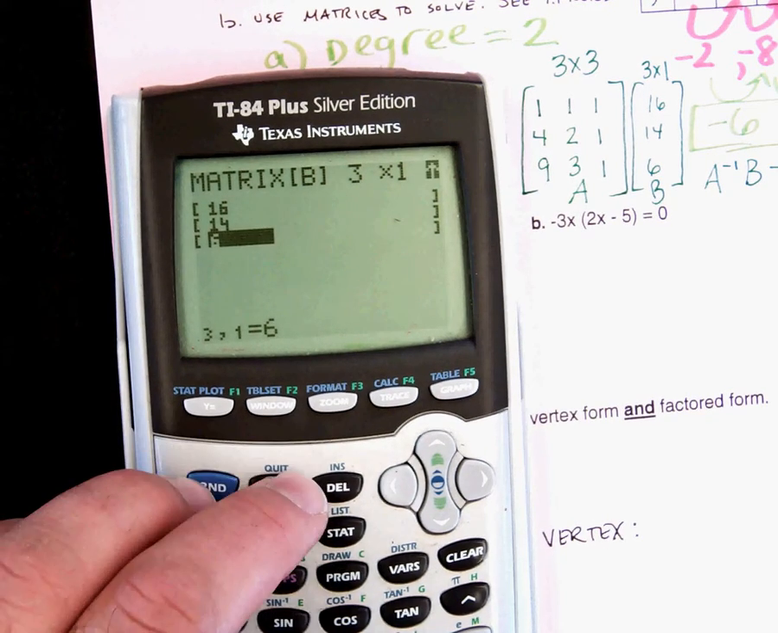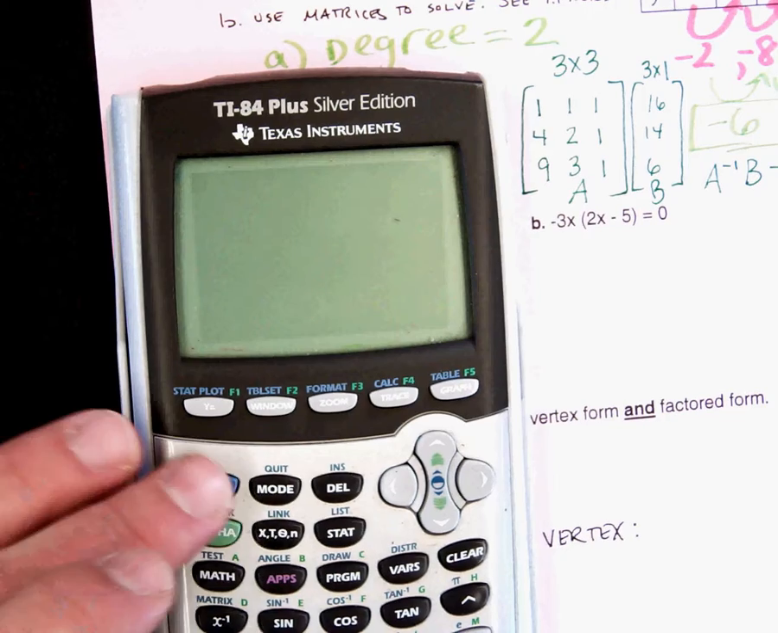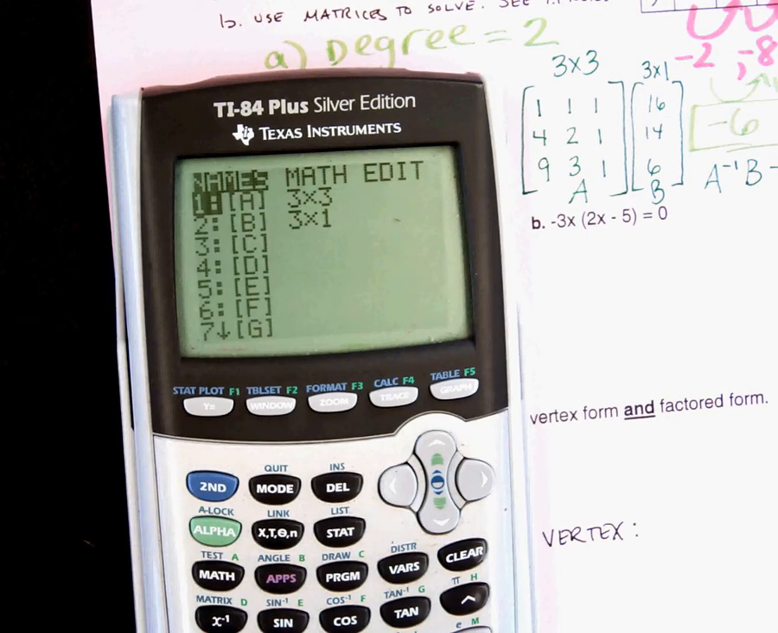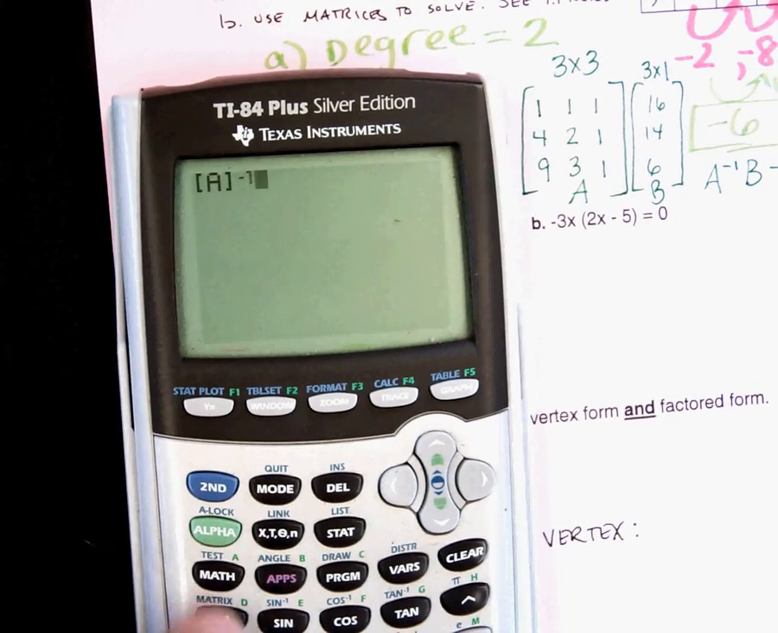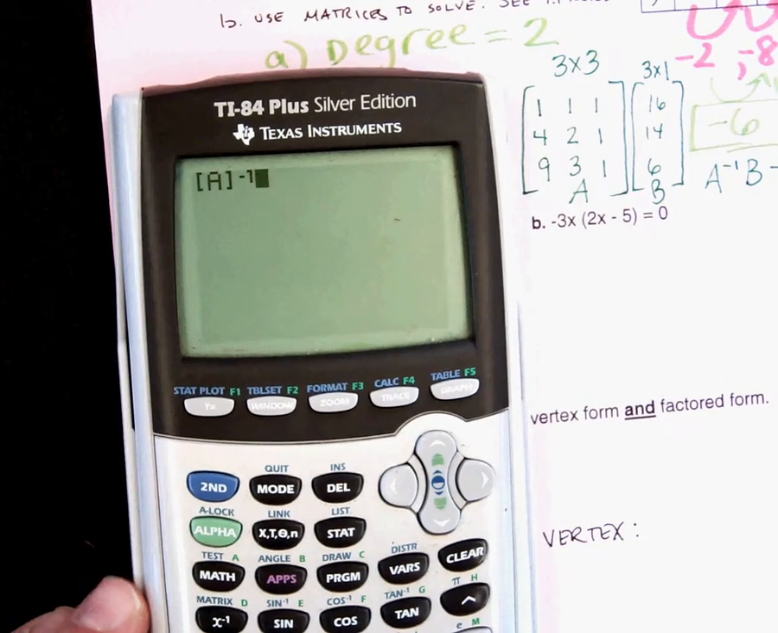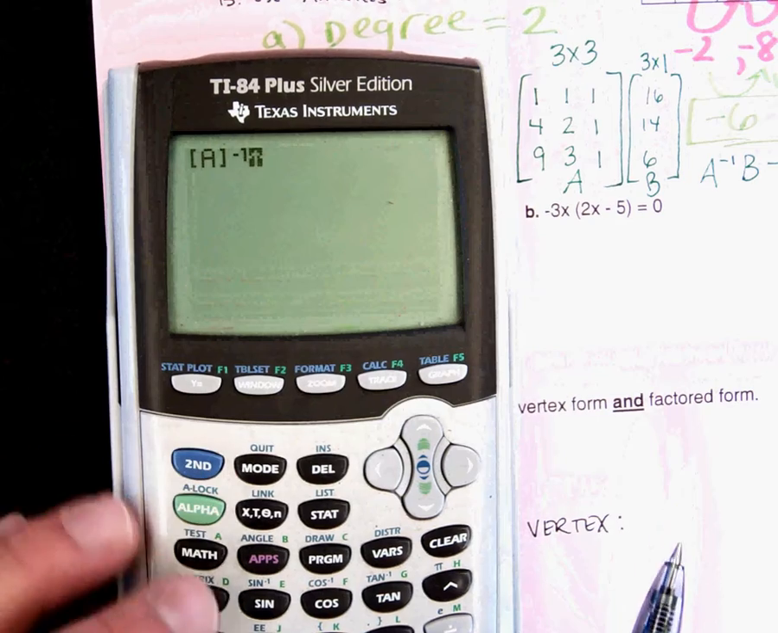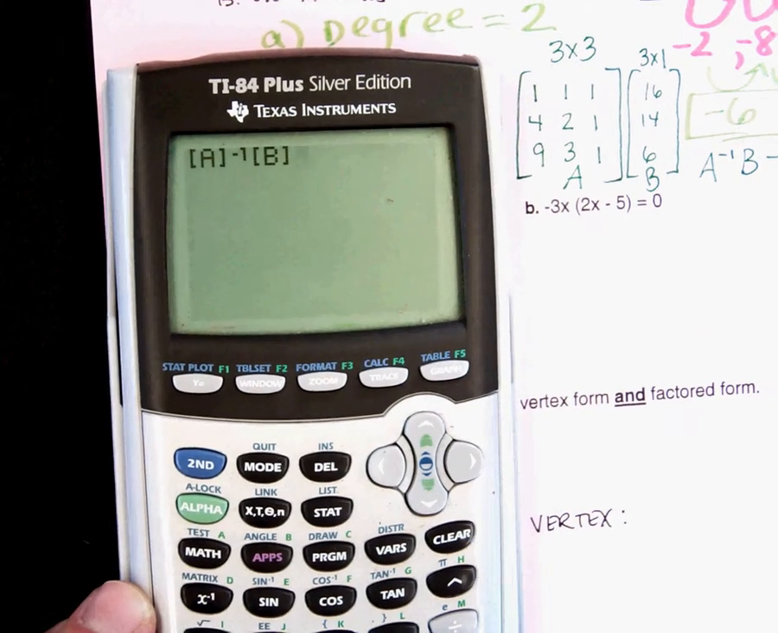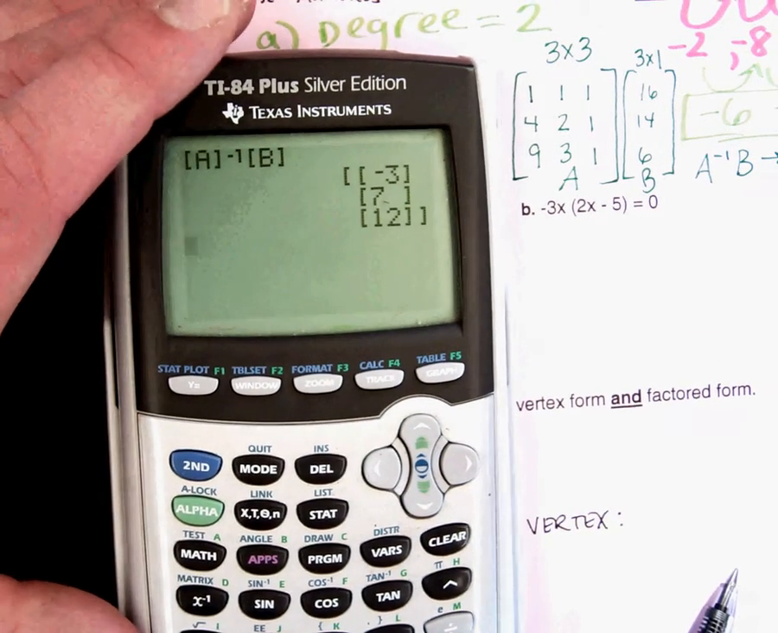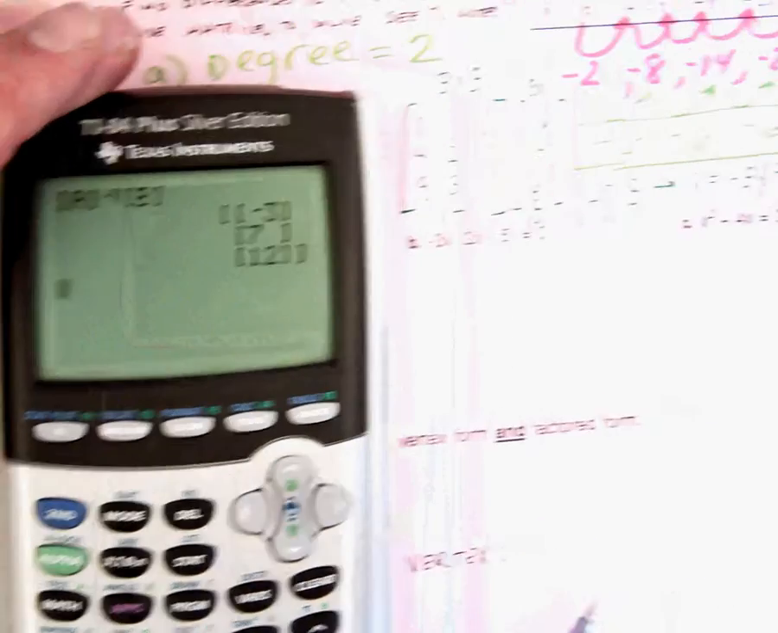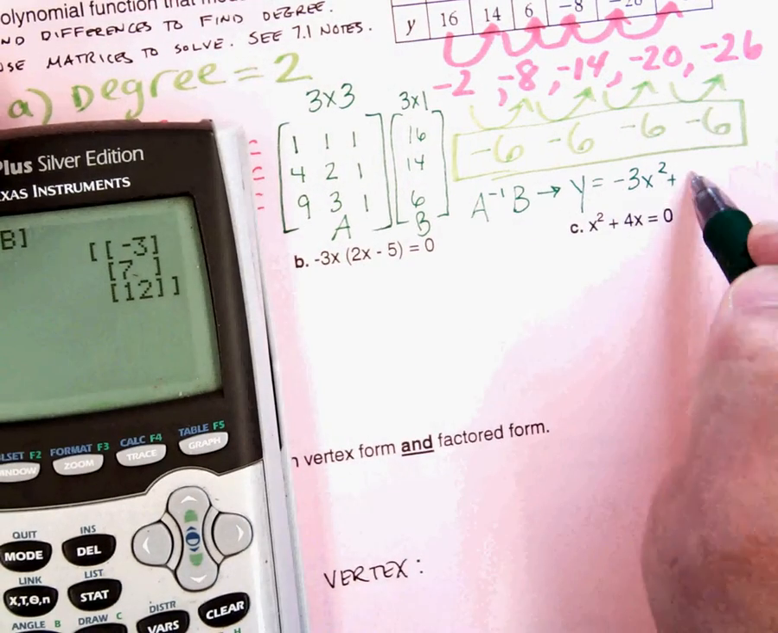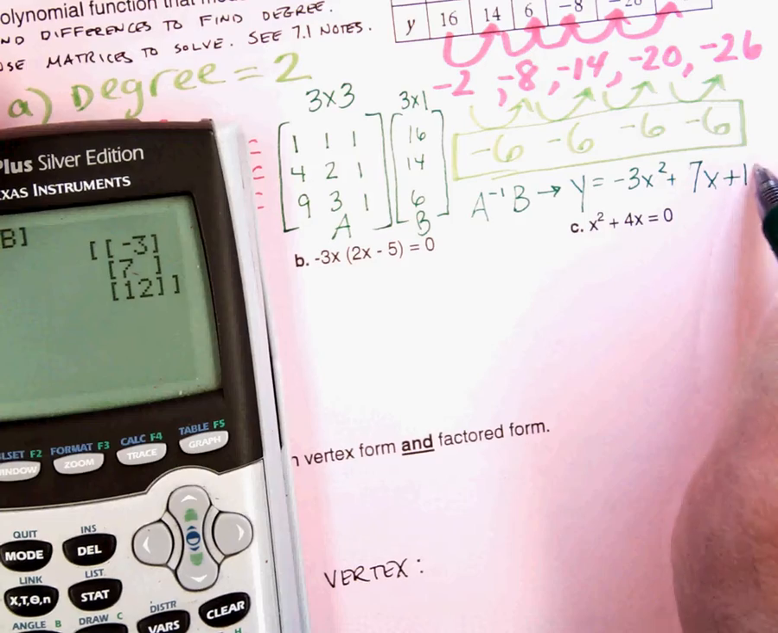Go to a blank screen, quit, and type in second matrix A. The inverse key is the one that says x to the negative 1 right here. Then matrix B and hit enter. And there we go. Negative 3 is A, 7 is B, 7x, and 12 is C.